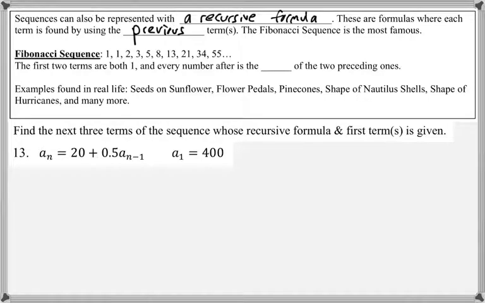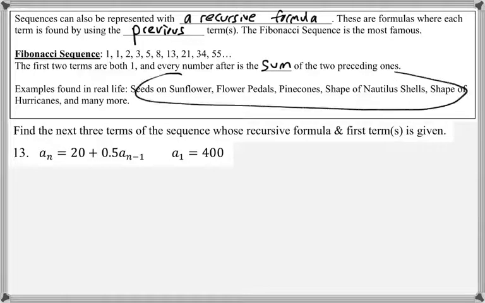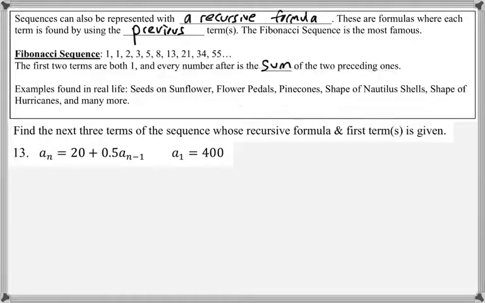And the Fibonacci sequence is the most famous. So we've kind of talked about it before, but I want to talk about it again. This is the Fibonacci sequence. And the first two terms are both 1, and every number after is the sum of the two preceding ones. So there are many examples where this is found in real life, and there are many more than I have listed here. So if you Google it, it's kind of a very interesting topic.